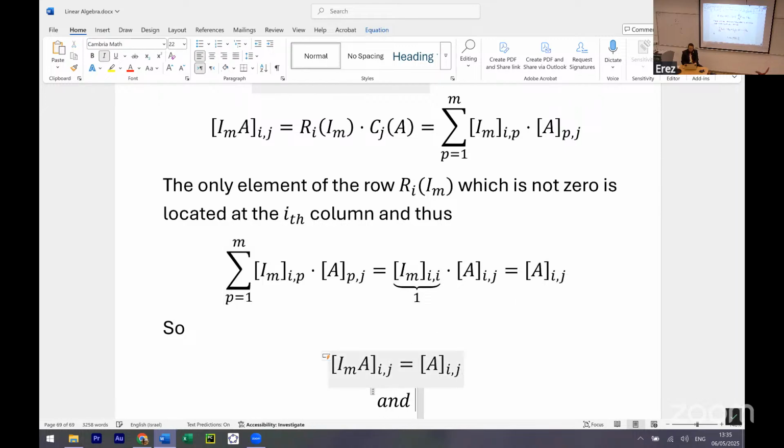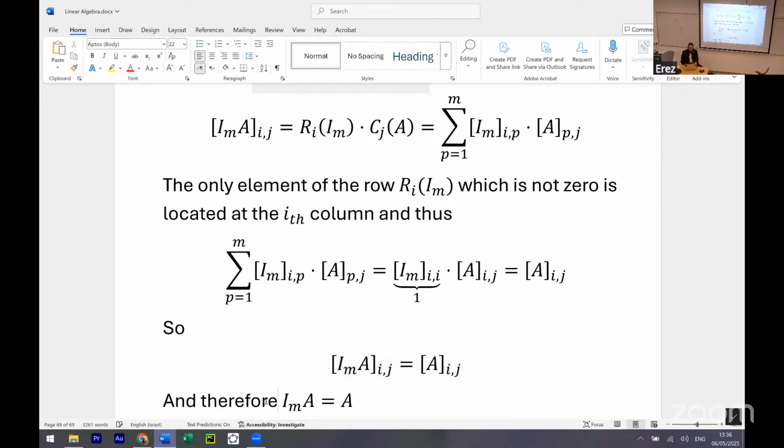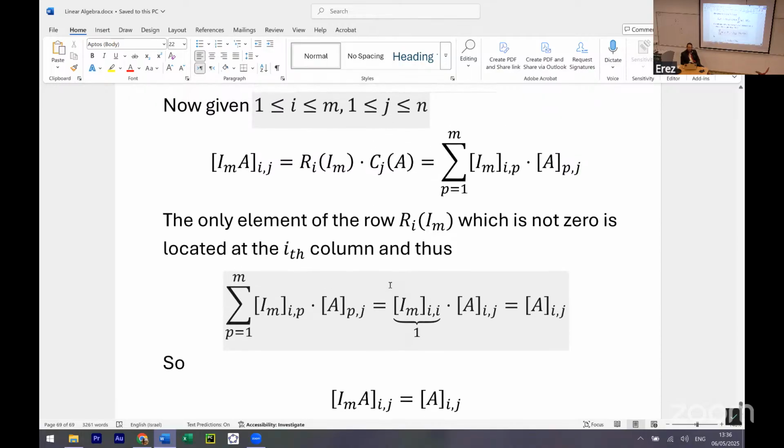Therefore, I_m A equals A, because they have the same elements. Any questions so far? So that's the kind of arguments I skipped before. I did that because it's easy enough. With the associative rule, it's more complicated because it's two multiplications. So it's a sum of sums, which is a bit more confusing. But this that I don't usually prove, I chose to prove now.